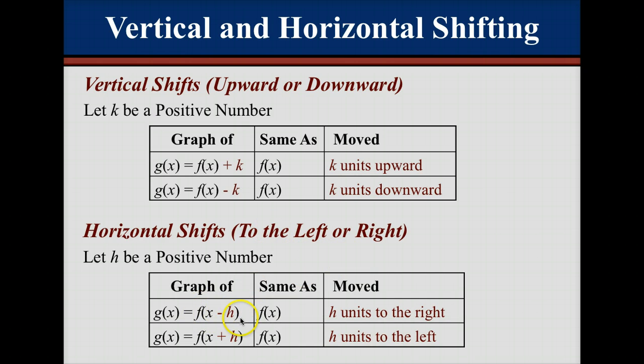Look how it's in a grouping symbol. h is in the grouping symbol. You normally think of minus as going to the left, negative to the left, but because it's in parentheses, it's going to move to the right. So it's opposite of what you think when it's inside the grouping symbol. So vertical shifts are not in a grouping symbol. Horizontal shifts are in a grouping symbol, and they go the opposite direction than what you would think. So if there's a plus in there, it goes to the left. If there's a minus, it goes to the right.